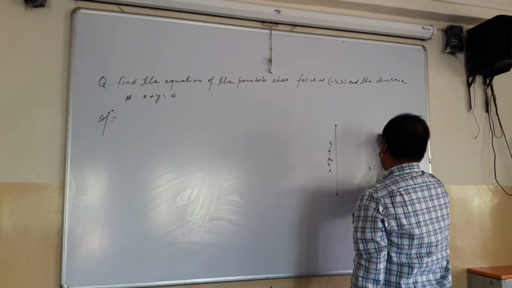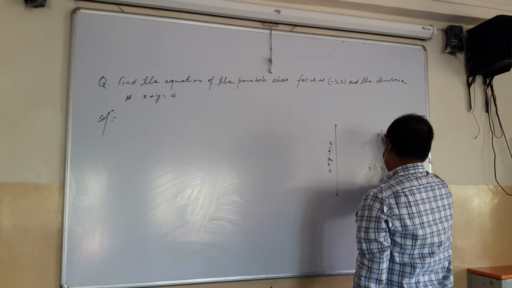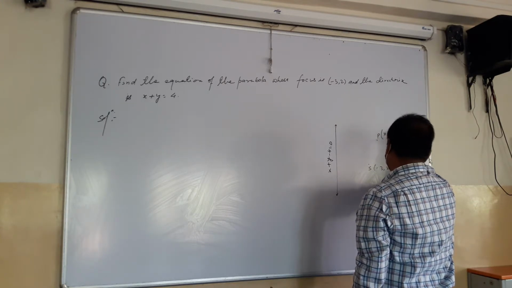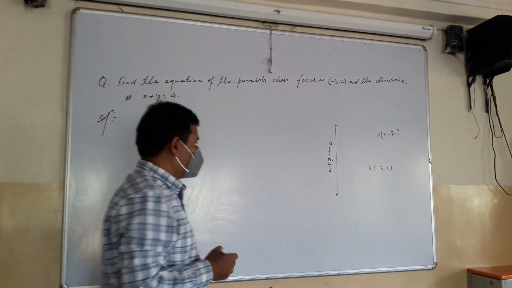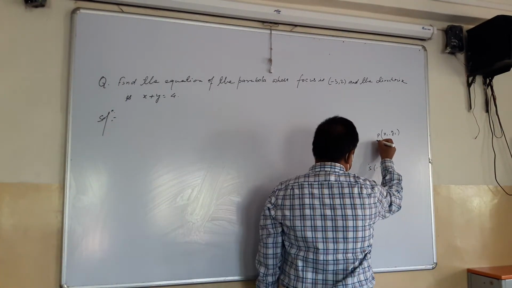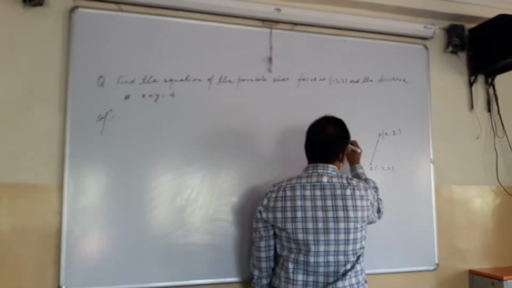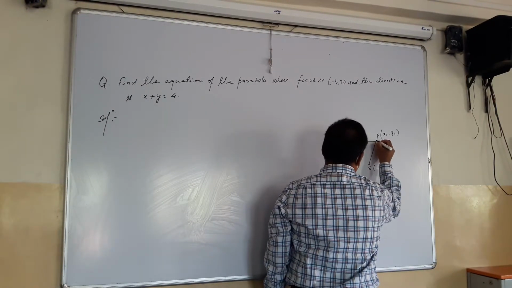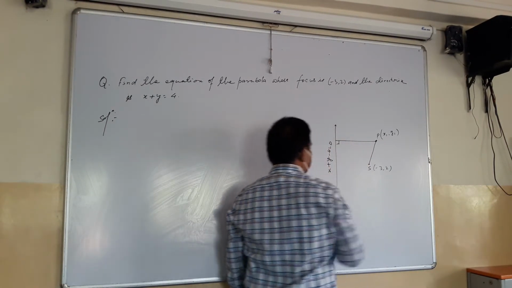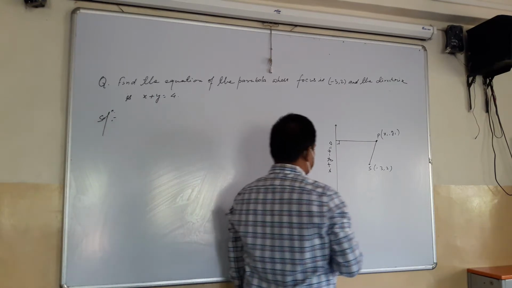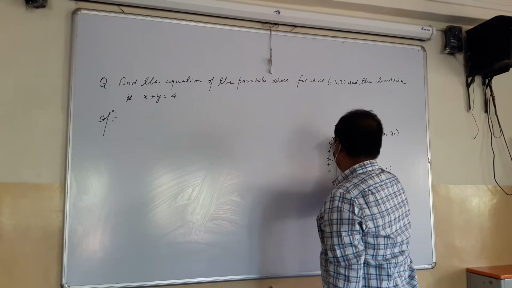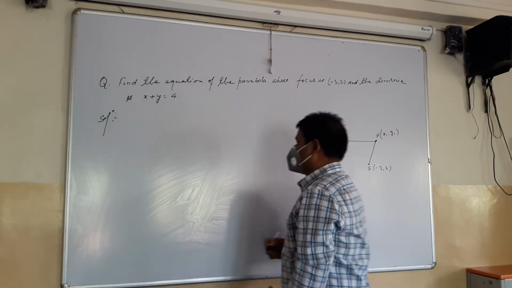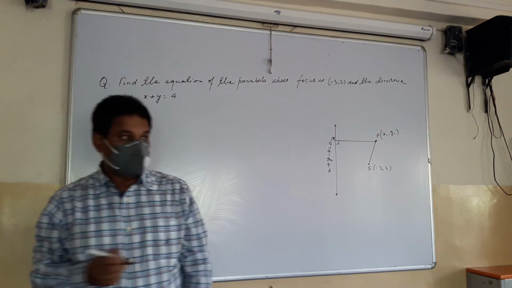Suppose P is any point (x1, y1) on the parabola. This is your PS, the distance to the focus, and here we draw the perpendicular to the directrix, the line x + y = 4. This is PM. So it is a parabola.